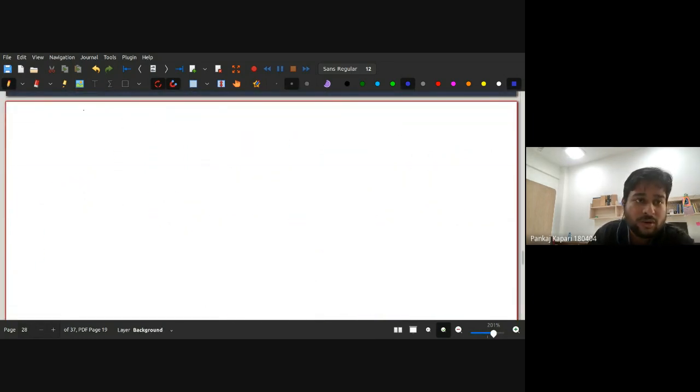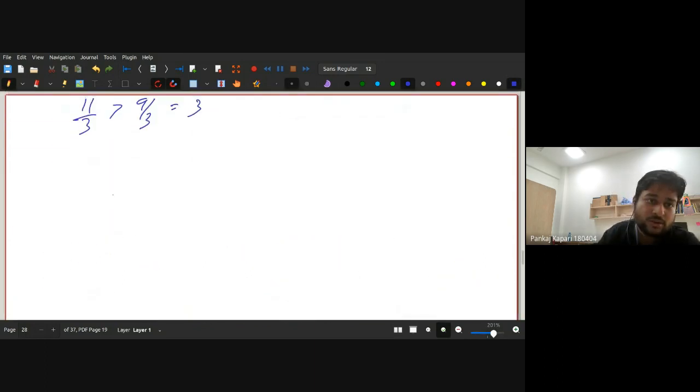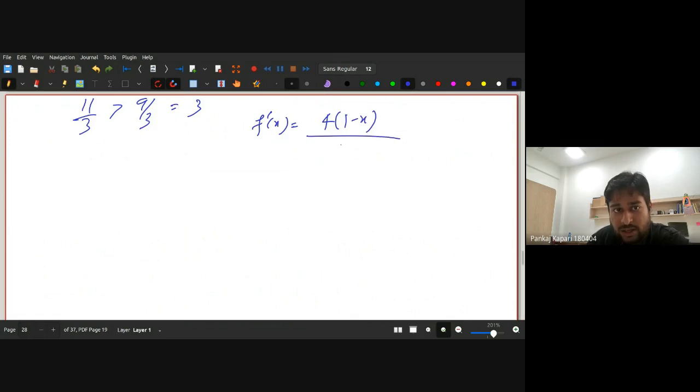Observe that 11 by 3 is bigger than 9 by 3, which is just 3. So 11 by 3 is greater than 3. That we'll remember. Now we have to find the sign of the derivative. What was the derivative? Let's write here once more. This is 4 times (1 minus x) divided by (11 minus 3x) to the power 2/3. The sign of this derivative will only depend on this 1 minus x.